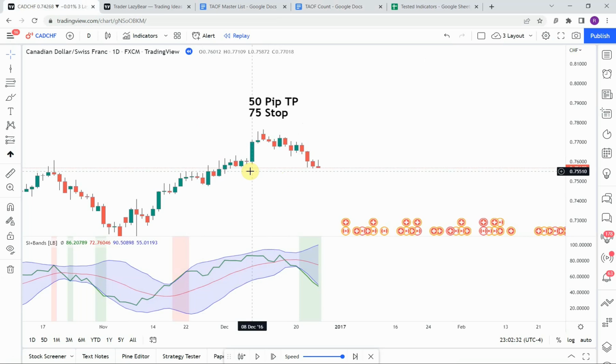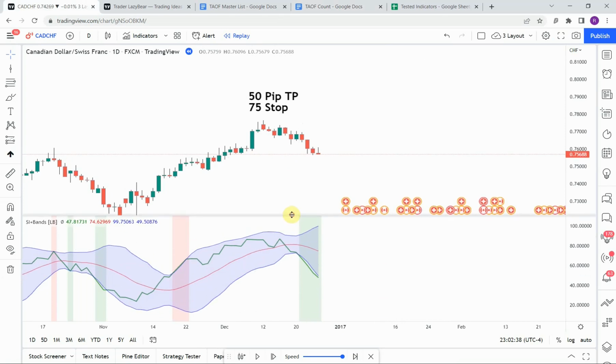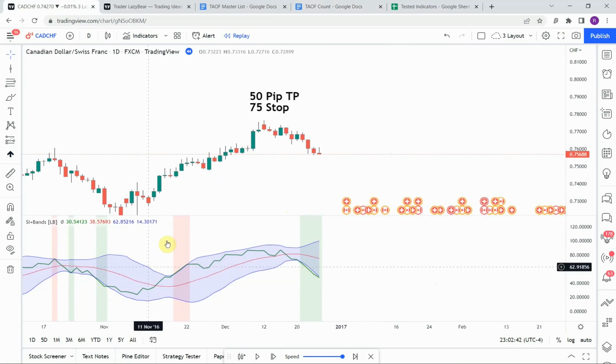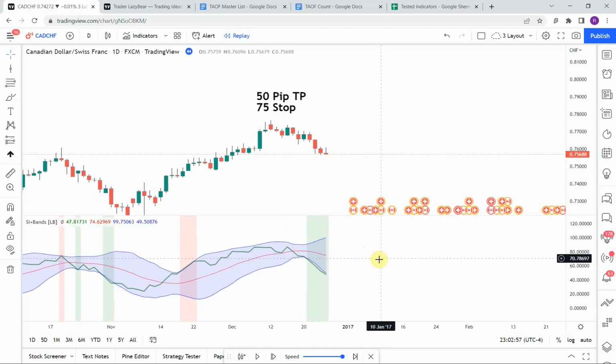All right, so today's indicator is the SI plus bands, and you can see it here on the bottom of the screen. This is kind of a combination of a few different indicators, I think the RSI and Bollinger Bands, if I'm not mistaken. If you want to know more about it, just jump over to the indicator creator's page and take a look at the indicator and the details about it.